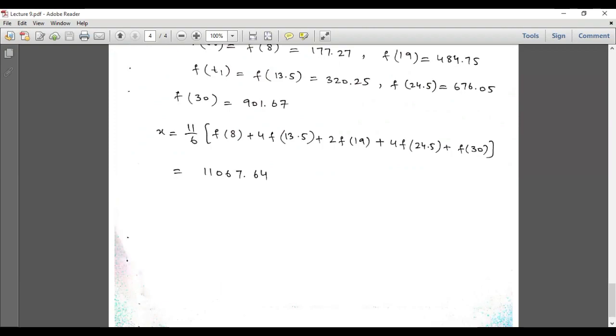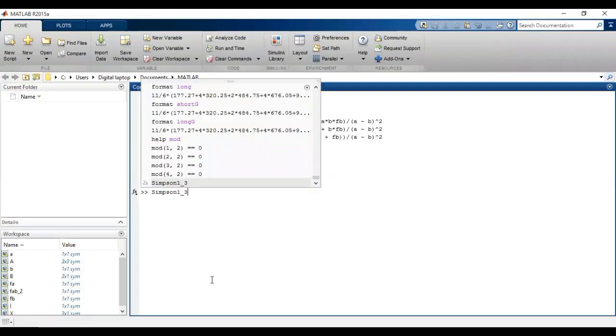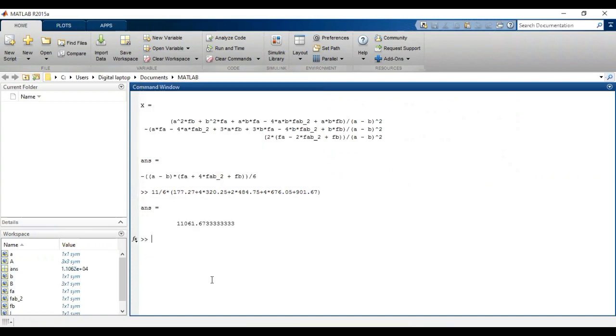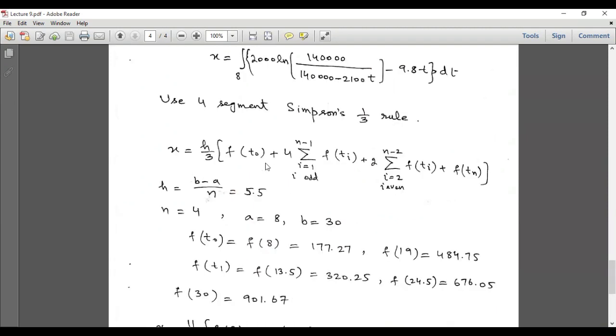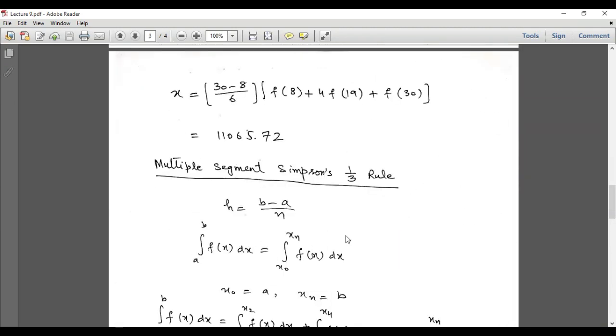Okay, so I can verify this to you because I have done this summation by using MATLAB. Because here you can see 11 by 6, this is f of t naught plus 4f of t1 plus 2f of t2 plus 4f of t3 plus f of t4. So this answer is actually 11061.67. So this is 11061. So this summation of Simpson's rules can also be done by using MATLAB.